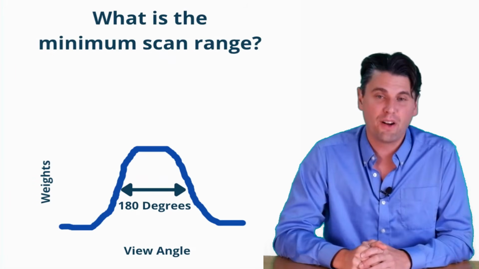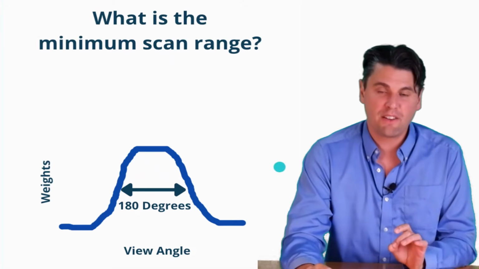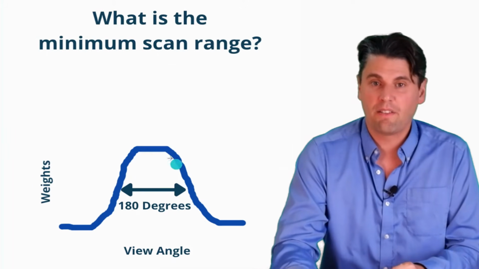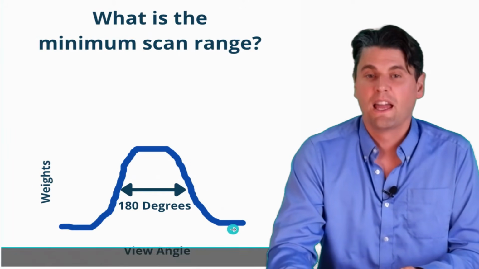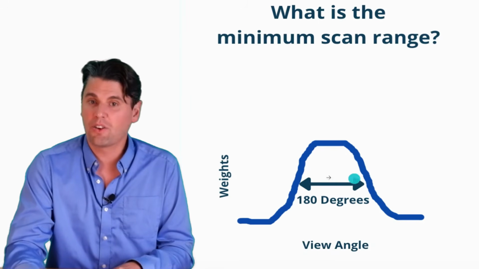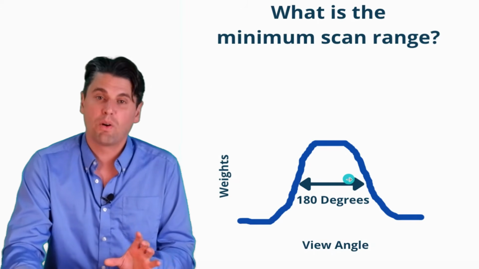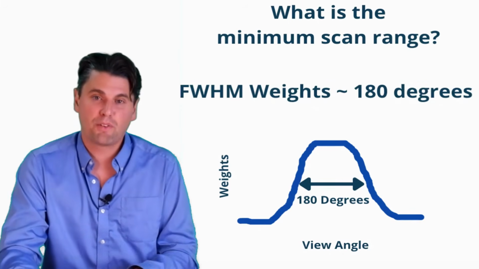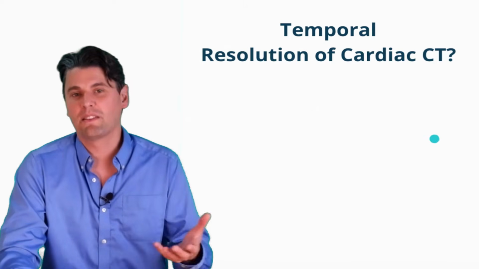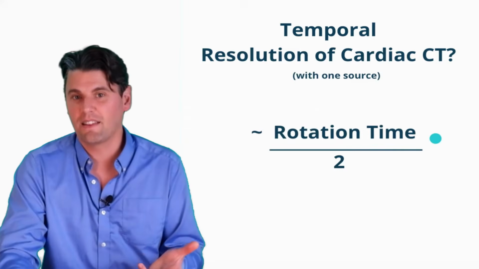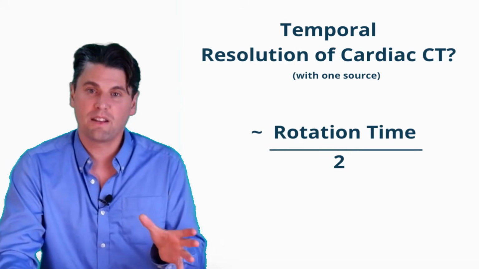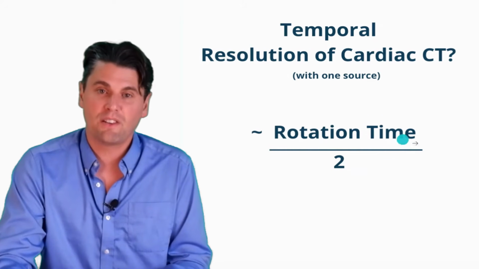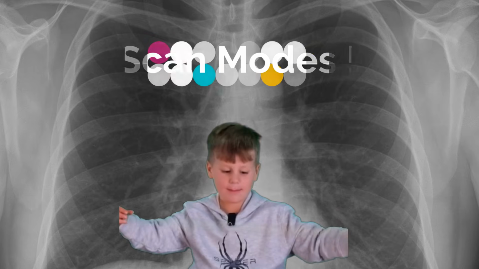If we talk about the weighting function that we're going to use, the projections are going to be weighted as a function of view angle, and in the center they're going to have a higher weight, and at the edge they're going to have a lower weight. The width of that function is actually 180 degrees at the center. So what we call the full width half max is actually 180 degrees. So from that perspective, what we talk about is what's the effective temporal resolution of cardiac CT. If you have a single X-ray tube and detector on the gantry, it's actually approximately the rotation time divided by 2.